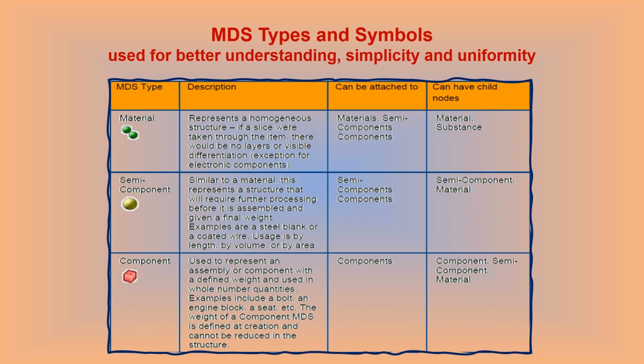Let's have a quick look at the various MDS types. Corresponding symbols used for better understanding and uniformity are also shown on the screen. Material MDS can be attached to materials, semi-components or components. Semi-component MDS can be attached to semi-components or components. Component MDS can be attached to components.